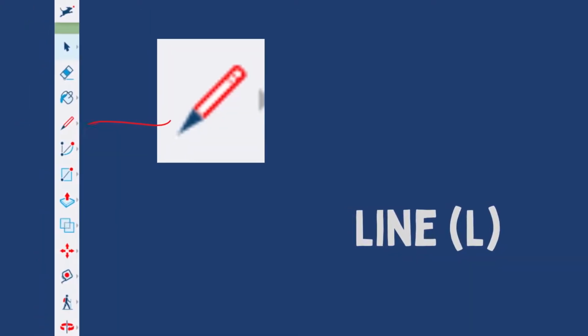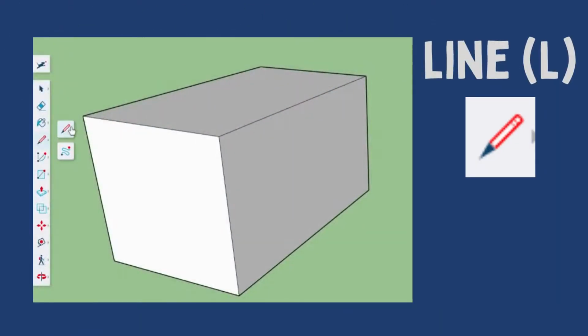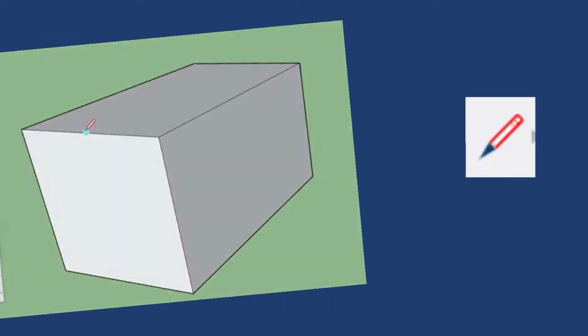The line tool draws straight lines like a pencil. Type L for the keyboard shortcut, or select the red pencil icon from the toolbar. Left-click to start your line, release, and move your mouse again. Left-click again to place the line.